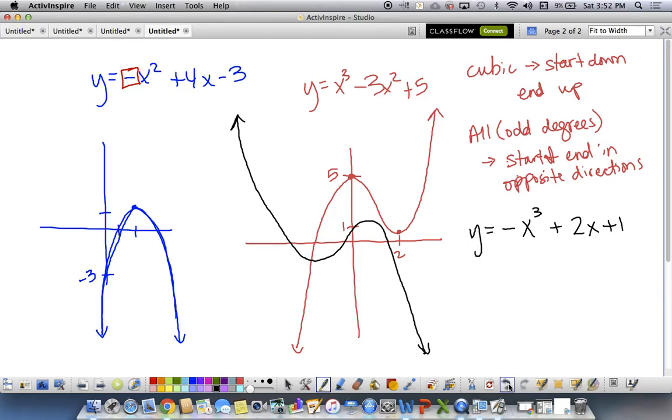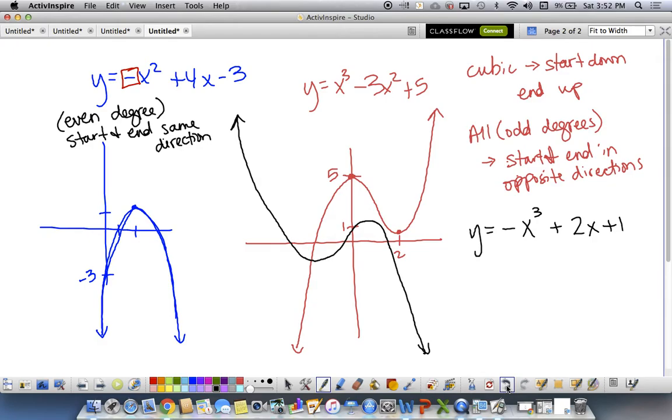Okay, so could I make the same distinction with even exponents? Even degrees. Let me say degrees and not say exponents. I need to stop with that. Even degree polynomials will always start and end in the same direction. Think of your parabolas. They either both go up or they both go down. Okay?